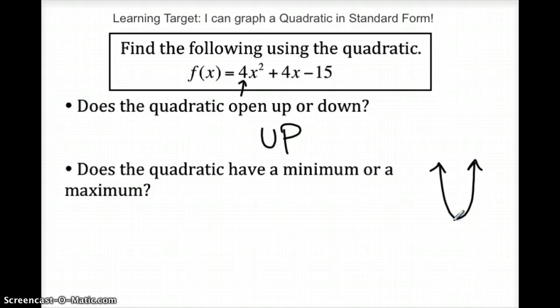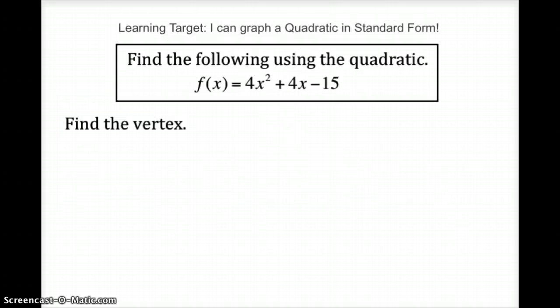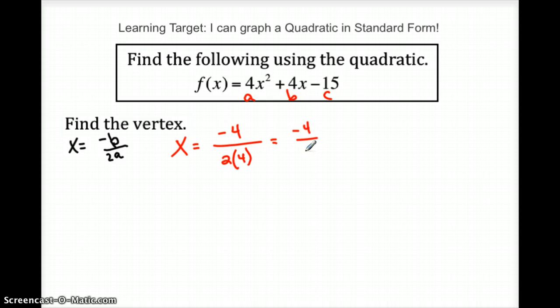So then do we have a minimum or a max value down here at the vertex? We have a minimum. I'm just going to circle it instead of rewriting it. To find the vertex, if you remember from the previous video, I need to use the formula x equals the opposite of b divided by 2a. So real quickly, let me label a, b, and c. Then x would equal the opposite of b, so that would be negative 4 divided by 2 times my a. So x is going to be negative 4 on top, and 2 times 4 is 8 on the bottom.